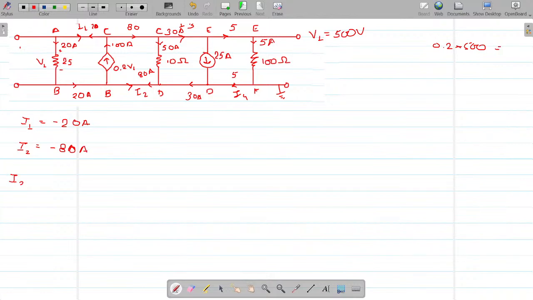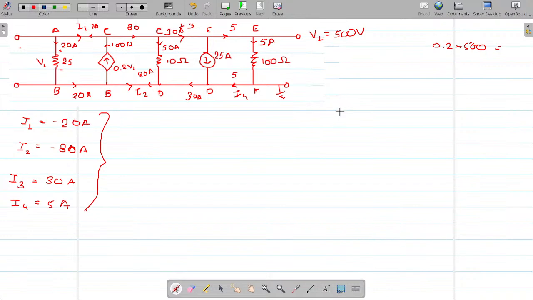For I3, can I write it to be 30 amperes? And I4 is what? 5 amperes, right? Look at the figure and you will realize I4, yes, it is 5. I3, yes, it is 30. It is in the same direction. So this is the question that we did.